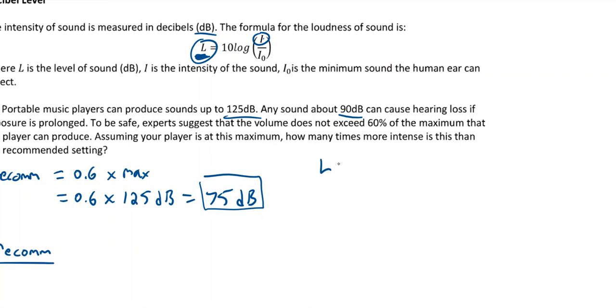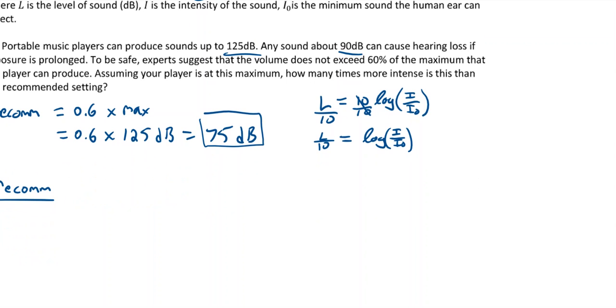So if we wrote down L is equal to 10 times log, and then I over IO. And I need I on its own there, right? So first thing I'm going to do, I'm just going to get that 10 out of there. So we're going to divide both sides by 10. So then we've got L over 10 is equal to log I over IO. All right, now what?